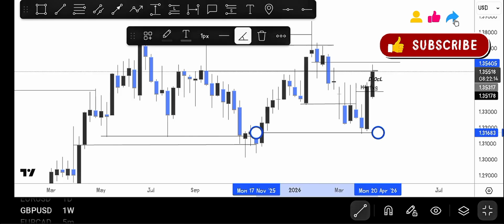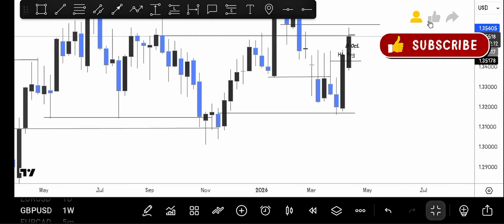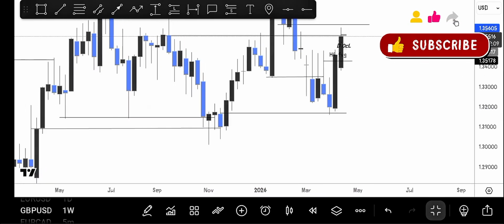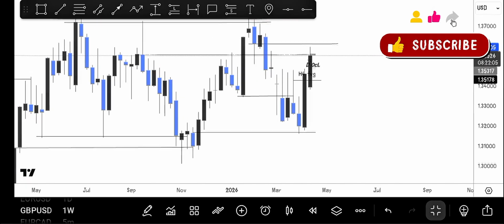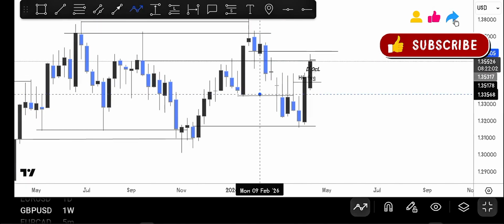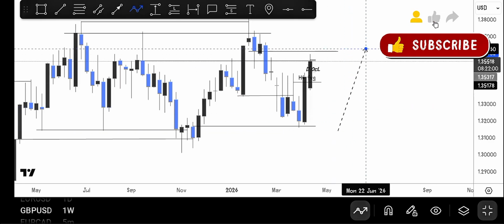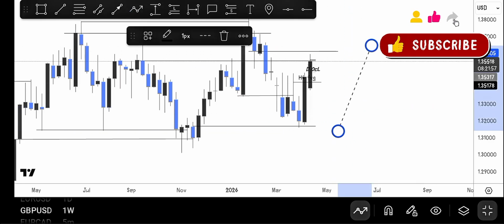In case you don't know why I draw this black line, this is our weekly key level, which is support becoming resistance, becoming support, RBS. So definitely my bias is bullish on the weekly time frame.